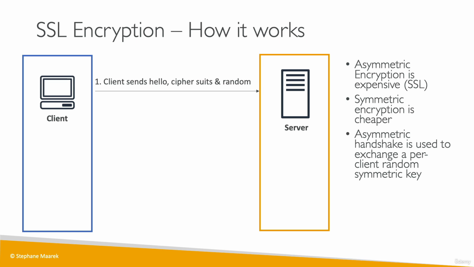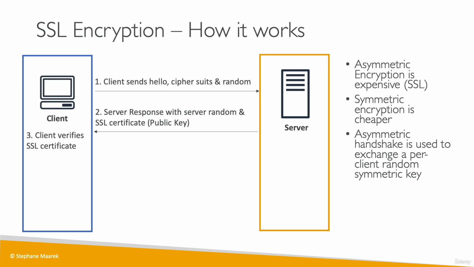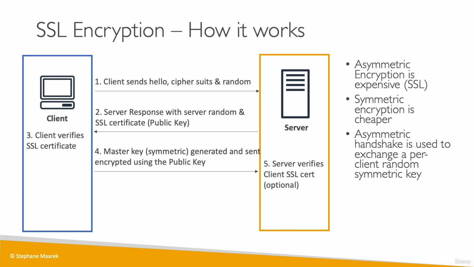The client says, hello, here is my cipher suites, and here's a random value. And the server responds, okay, here is my server random, and here is my SSL certificate. The client will verify the authenticity of the SSL certificate by looking up if it's correctly computed. And then if it is, it will send a master symmetric key that has been generated, and that will be encrypted using the key that it has received. And the idea here is that this secret will be able to be retrieved by the server and decrypted.